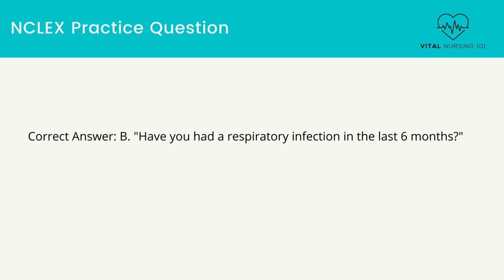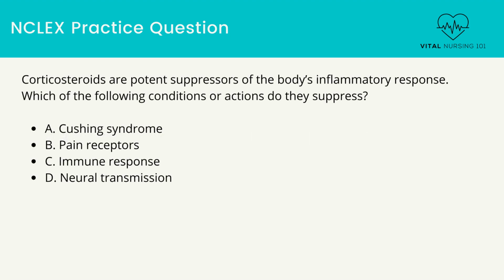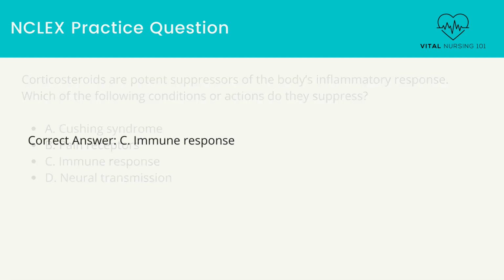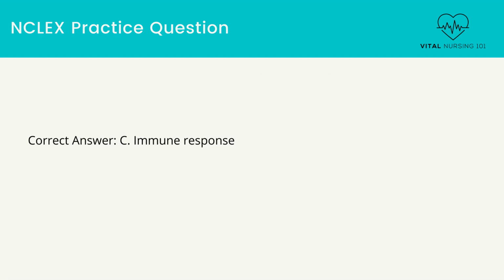The client with leukemia is at risk for infection and has often had recurrent respiratory infections during the previous 6 months. Corticosteroids are potent suppressors of the body's inflammatory response. Which of the following conditions or actions do they suppress? A. Cushing syndrome. B. Pain receptors. C. Immune response. D. Neural transmission. The correct answer is immune response.